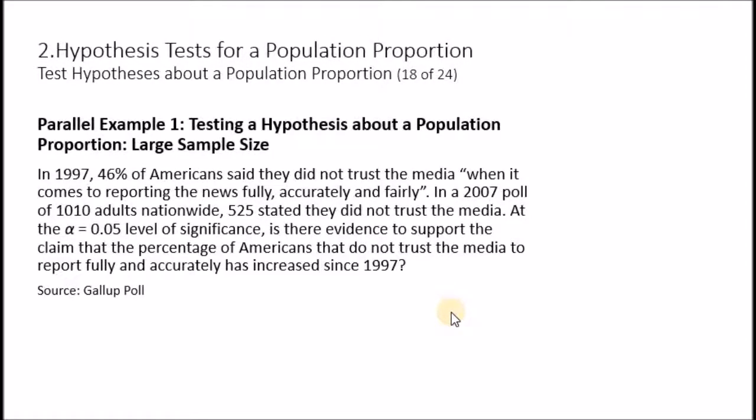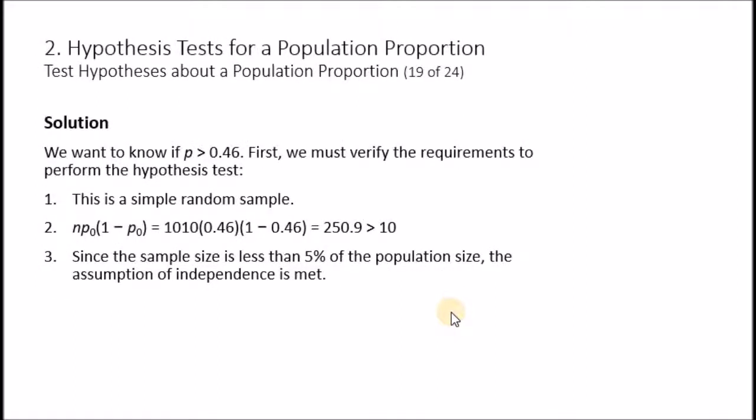So if you look at this question, in 1997, 46% of Americans said they did not trust the media when it comes to reporting the news fully, accurately, and fairly. In a 2007 poll of 1,010 adults nationwide, 525 stated that they did not trust the media. At an alpha equals 5% level of significance, is there evidence to support the claim that the percentage of Americans that do not trust the media to report fully and accurately has increased since 1997? To do that, we're going to follow the steps.